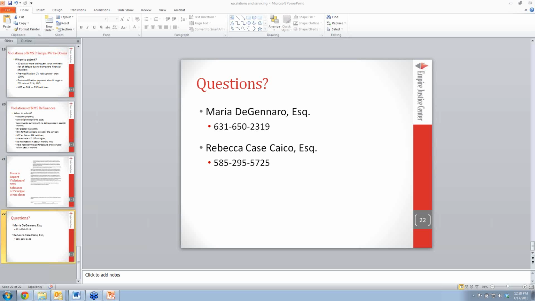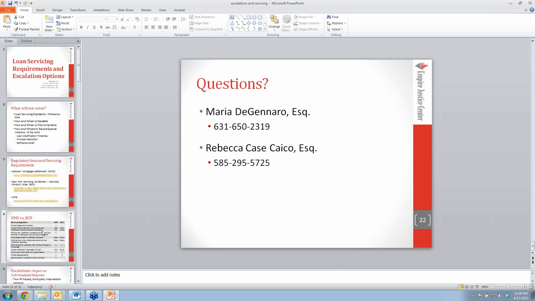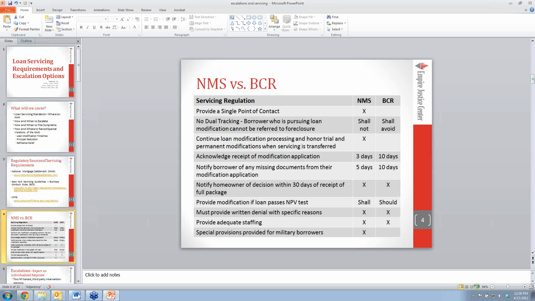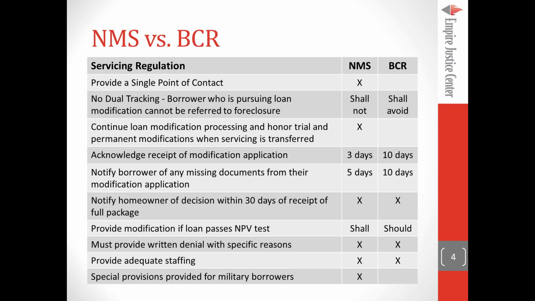Shall avoid is really under the BCR. It's not specific that if you do dual track, that is any type of violation of the BCR regulation. It says that it shall avoid. And under the NMS, it's a regulation that must be conformed to.